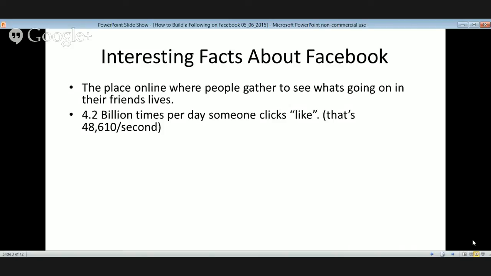What she shared was that 4.2 billion times per day, someone clicks like on Facebook. That's 48,610 per second. Guys, that's crazy. I mean, you talk about power. Every day, people are saying 4.2 billion times what they like, what they're interested in, and what resonates with them.